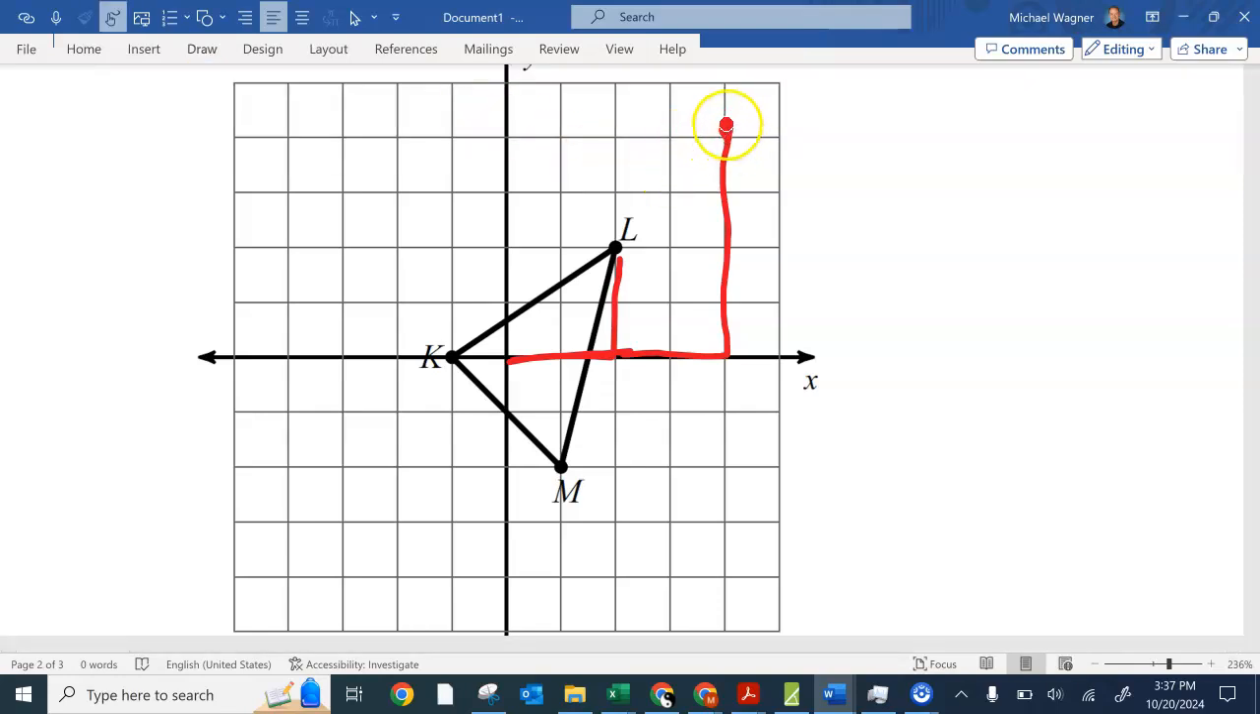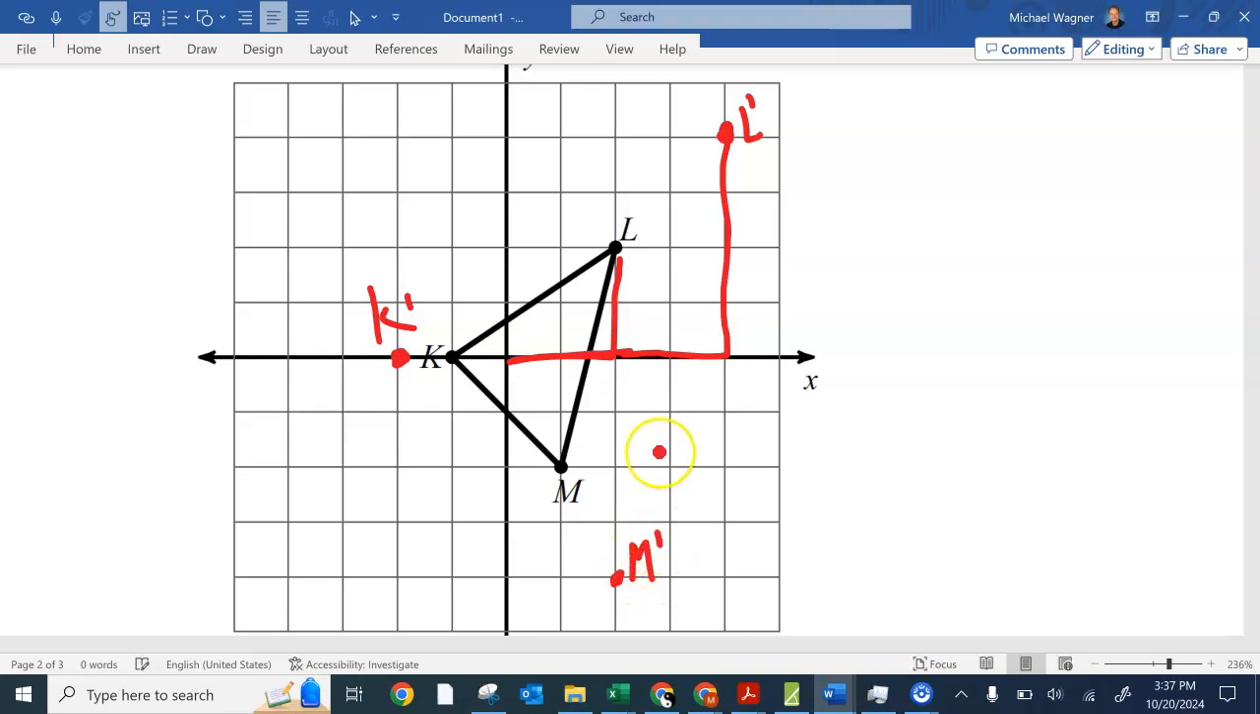I'm going to go over here. So this is going to be my L prime. Okay, K is 1 over. So instead of being 1 over, it's now 2 over. There's no up or down. So that's my K prime. M is 1 over and 2 down. So now it's going to be twice that, 2 over and 4 down, M prime.